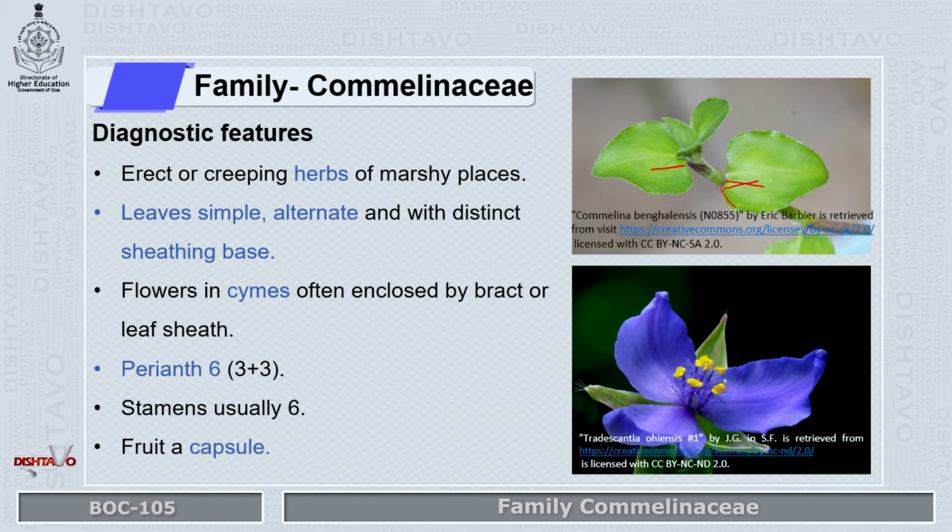Perianth is 6, that is, outer whorl is 3 and inner whorl is 3: 3 sepals and 3 petals. Stamens are usually 6 in number, and the fruit of this family is a capsule.